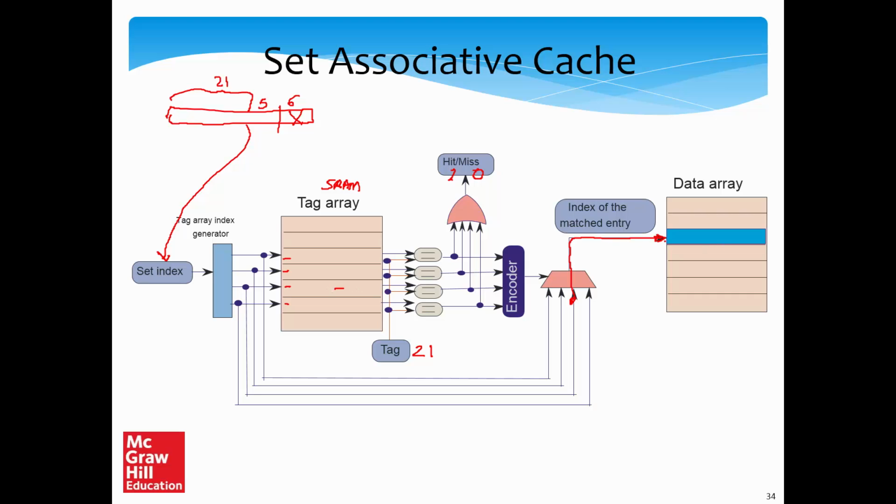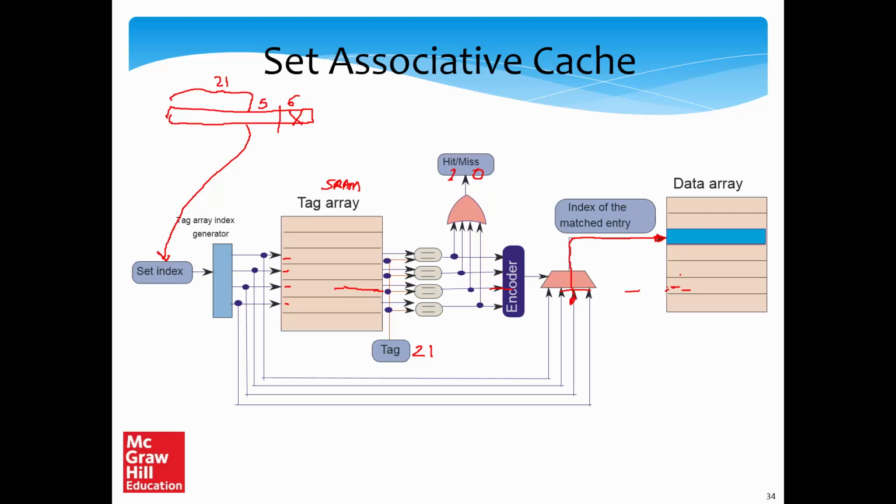So basically it corresponds to this entry and we'll go to the corresponding entry in the data array, which is this one. If, let's say, we had a hit in another entry, then we would have gone to another one. So it doesn't matter. What we need to remember is that each entry in the tag array has a corresponding entry in the data array. There's a one-to-one correspondence.